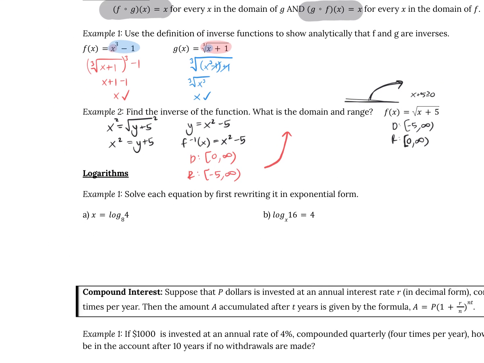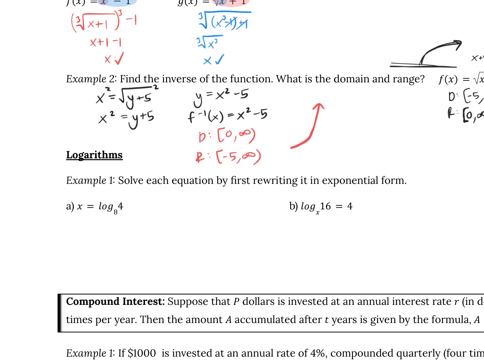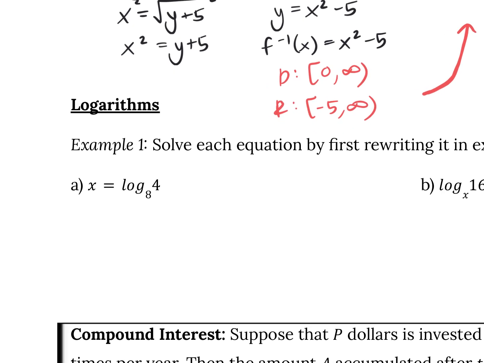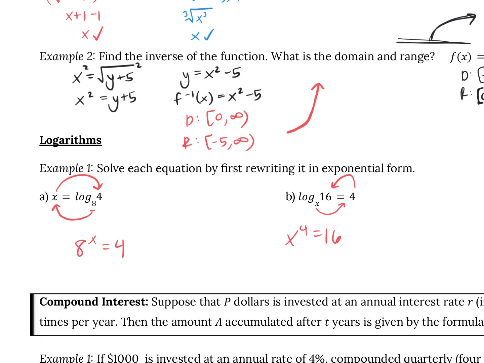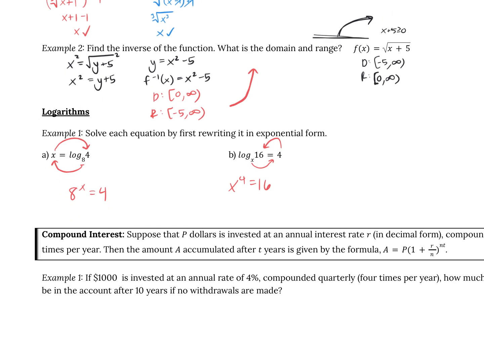Okay, these next two, we're just going to rewrite. We're not actually going to solve. I just want to rewrite this in exponential form. Given the base of my log, I'm going to take that and make a little loop-de-loop here. So I've got 8 to the x power is going to equal 4. Letter B again, I start with my base, go up to the other side, and that equals 16. So I've got x to the 4th equals 16. We could solve those if we wanted to, but we really only care about the rewriting for the final, okay?